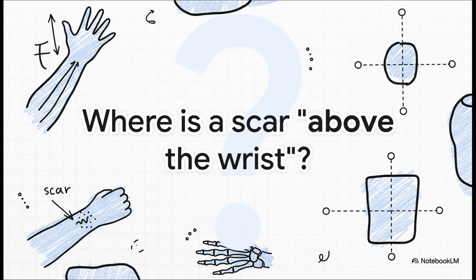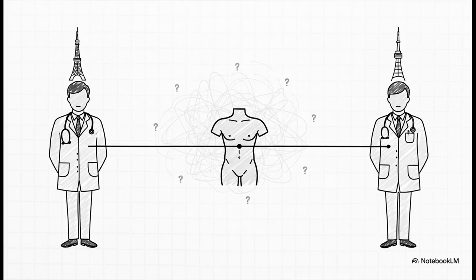So let me ask you this. If a doctor told you a patient had a scar above the wrist, where would you even picture that? Is it on the forearm? Maybe the back of the hand? The palm side? It's incredibly vague, and that ambiguity is exactly the problem we're talking about. And you can imagine, in medicine, that kind of vagueness isn't just confusing, it can be downright dangerous.